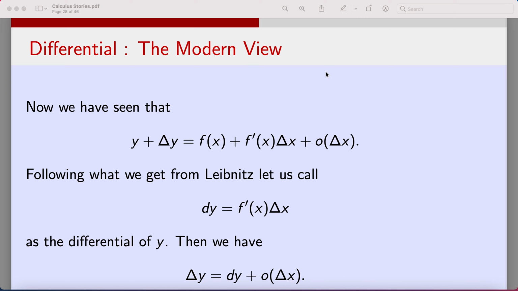Richard Courant is a very famous mathematician, and in his honor, the Courant Institute of Mathematical Sciences has been established at New York University, where some of the leading mathematical minds of the world work, including a very famous Indian named SRS Varadhan, one of the greatest probabilists. Now, let us see the modern view.